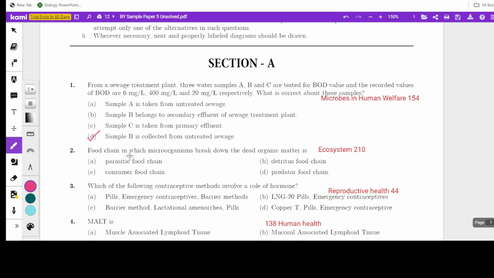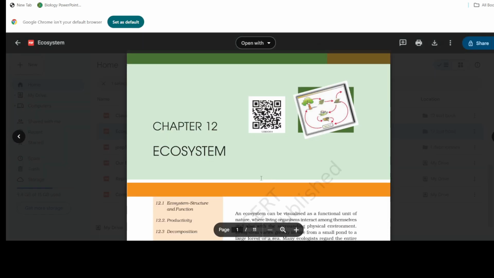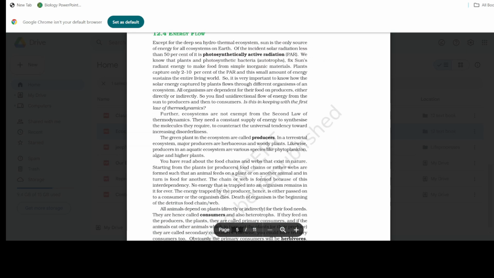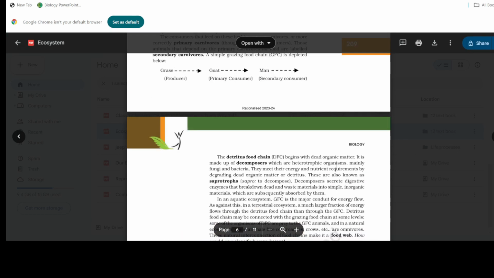Food chain in which microorganisms break down the dead organic matter. The same statement is given in your textbook in the chapter Ecosystem. So let's go on to the chapter Ecosystem. Please take the chapter. Now we have taken the chapter Ecosystem. Let's see where that comes. In Ecosystem, it comes here. Can you see this?